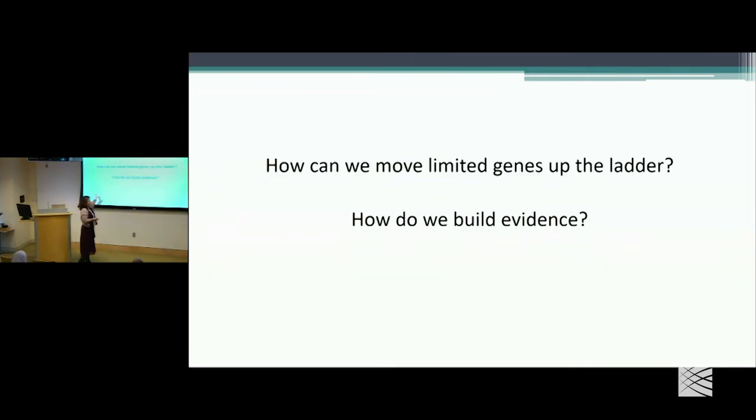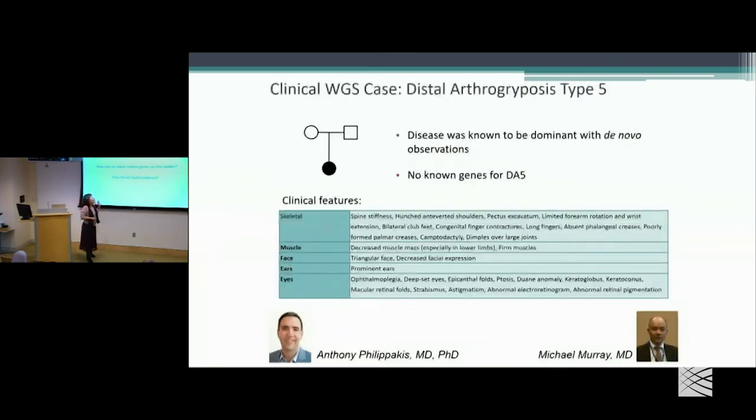So if you have a gene that's limited, what happens to it? Does it just sit there as limited in perpetuity? So, key question is, how do we build evidence over time? Here's an example of a case that presented at Brigham Hospital. Some of you may recognize Anthony when he was in his younger years as a resident. He was involved in this case along with Mike Murray, who was chief of genetics at the time. So this is a patient who had distal arthrogryposis type 5, a well-described Mendelian phenotype, but for which the gene was unknown at the time.